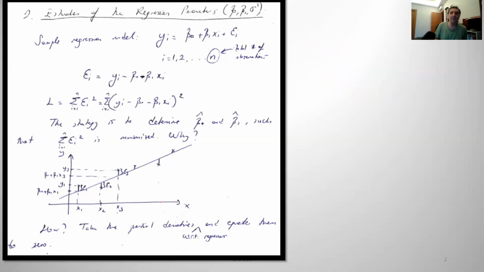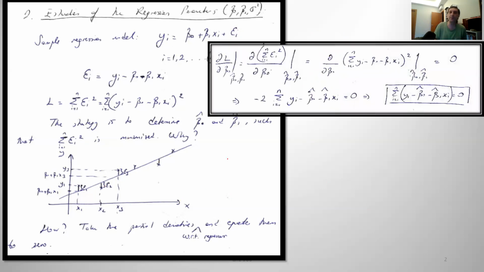Anyway, so how are we going to minimize this? As I said, we are going to take the partial derivatives and equate to 0. So what do I mean by that? The idea is very simple. Now L is equal to this expression, but let's remember what we know here in this expression. We have a couple of observations. So let's say we have 3 observations. So what we know here is (y1 minus beta 0 minus beta 1 x1) squared.